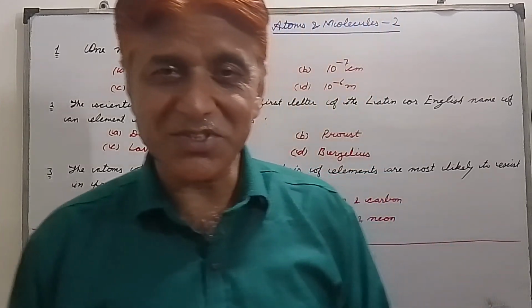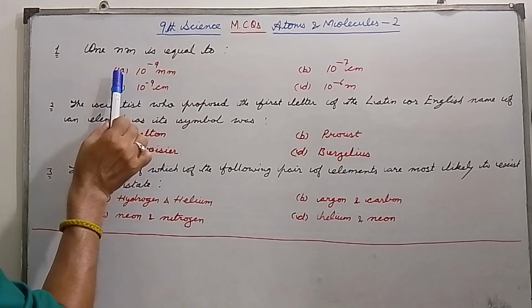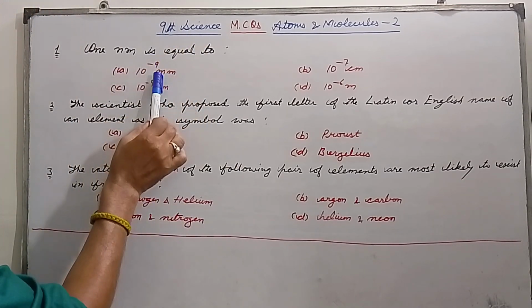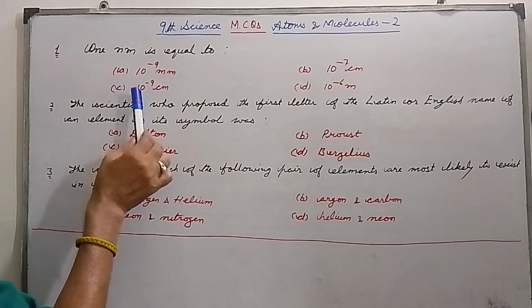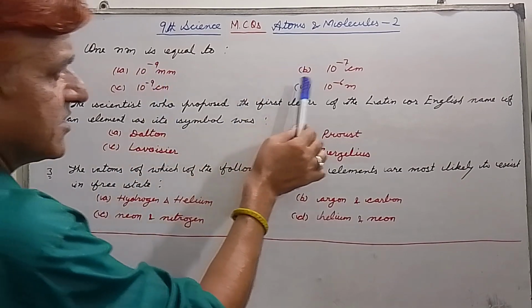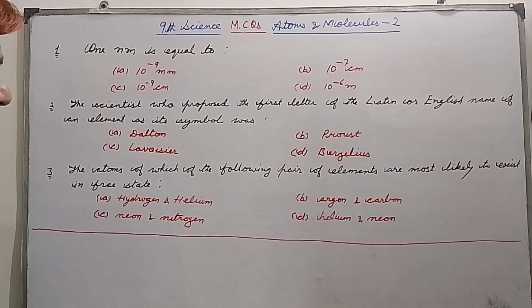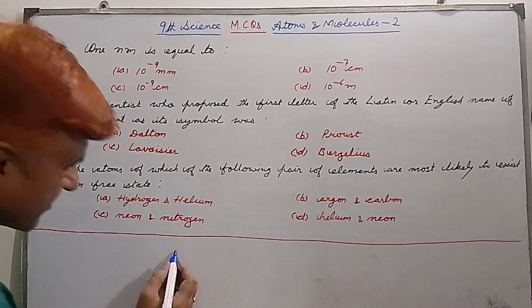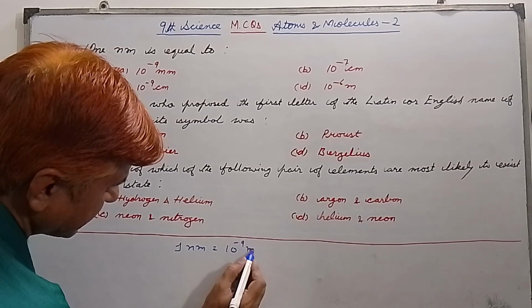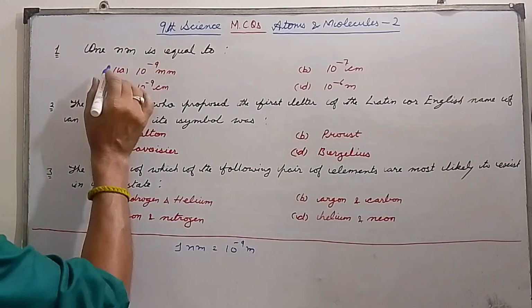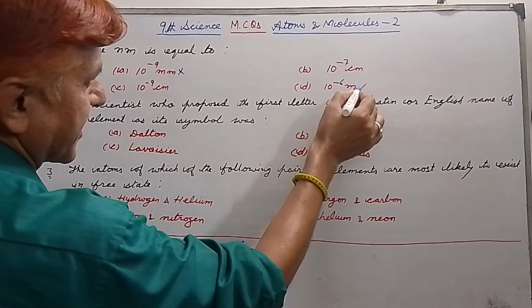The first question which we have taken is: 1 nanometer is equal to, first option is 10 raised to the power minus 9 millimeter, B is 10 raised to the power minus 7 centimeter, C is 10 raised to the power minus 9 centimeter, and D is 10 raised to the power minus 9 meter. So my dear students, always remember that 1 nanometer is equal to 10 raised to the power minus 9 meter. So A option and D option, these are absolutely incorrect.